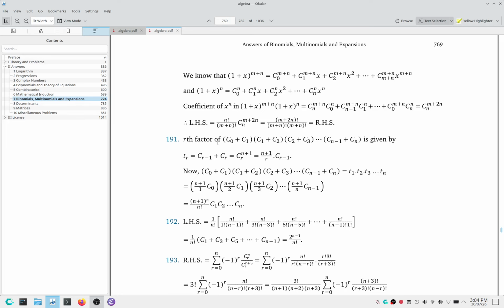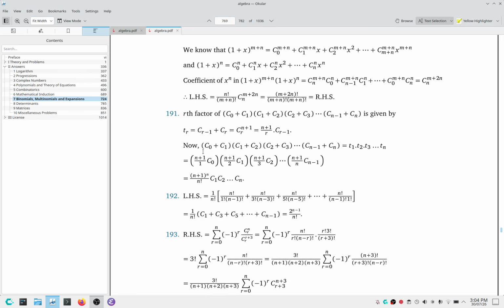So we take the rth factor of the given product, Tr = Cr-1 + Cr, which we can write as n+1 Cr, which is equal to (n+1)/r times Cr-1. Here Cr means nCr and here it means nCr-1. It was n+1, so written explicitly.